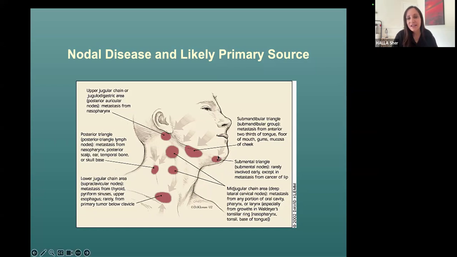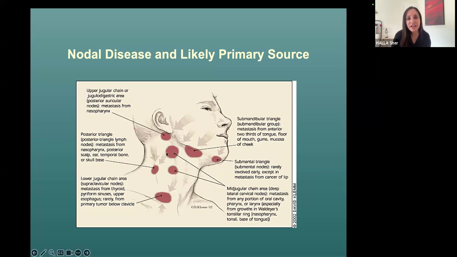Level 1A lymphadenopathy is actually quite rare for early disease. When we do see level 1 lymphadenopathy, it's usually due to a lip cancer, an advanced lower lip cancer. At level 1B, we see pathologic lymphadenopathy there, sometimes with metastasis from the anterior 2/3 of the tongue, the floor of the mouth, the gingiva, and the buccal mucosa.